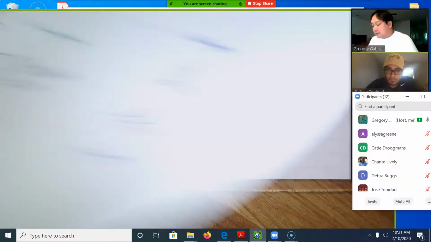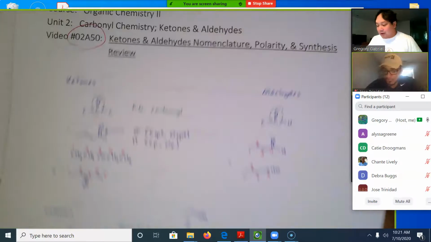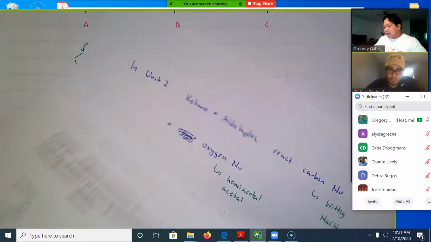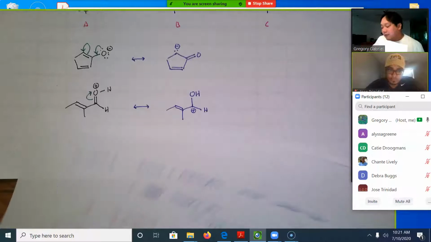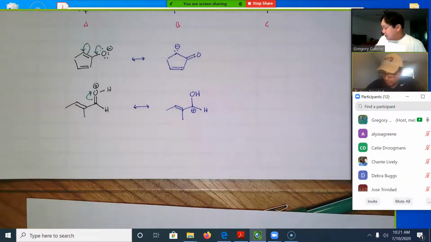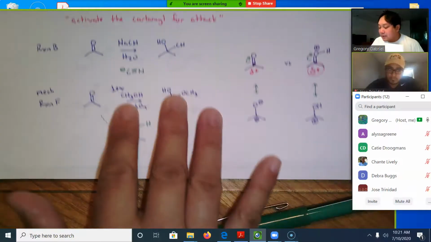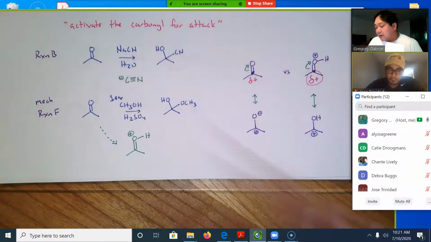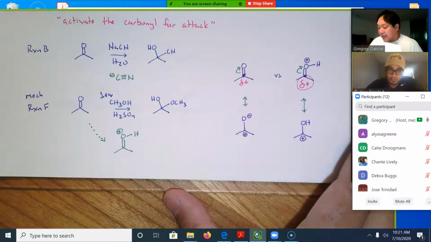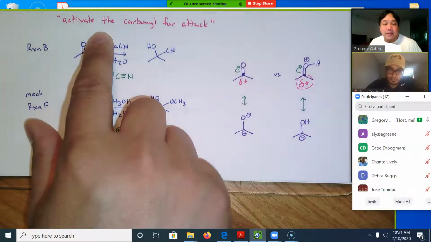So here are my notes for Unit 2. And the last video, I'm really hoping I talked about activation. Okay? If you don't understand the reason why it's good to protonate, if you want to attack this carbon, the explanation is on the last page or on the last video, the last thing I said on that video, which was activating the carbonyl group for attack.